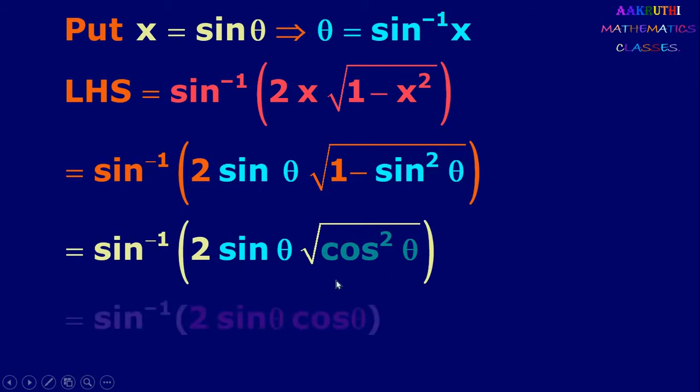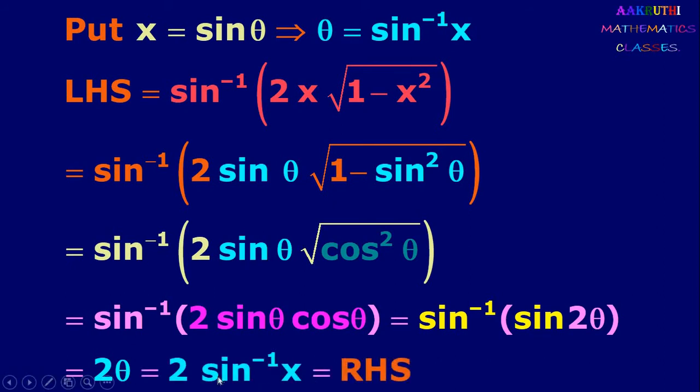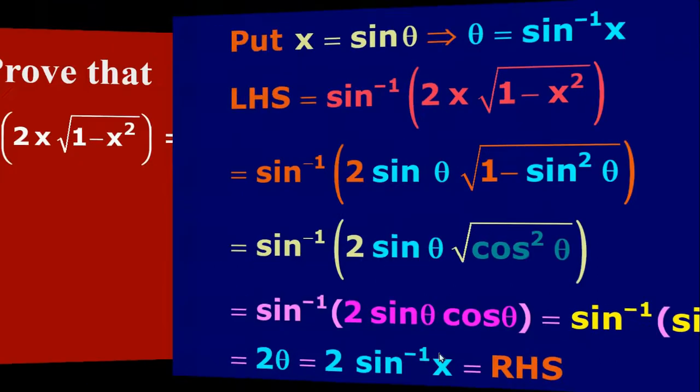Square root cancel. We get sin inverse 2 sin theta cos theta. And this is again formula, 2 sin theta cos theta is sin 2 theta. So it is sin inverse sin 2 theta. Again sin inverse sin cancel. Remaining is 2 theta and theta value is sin inverse x. So substitute theta value. It is 2 sin inverse x. So it is RHS. Here substitute x equal to sin theta and prove this.